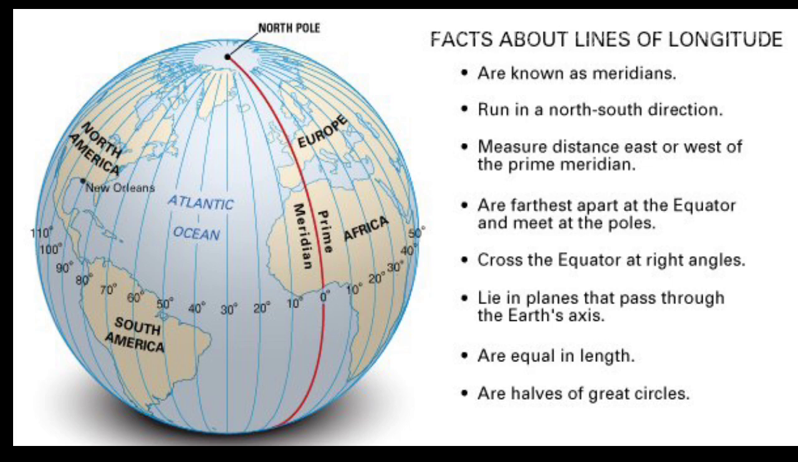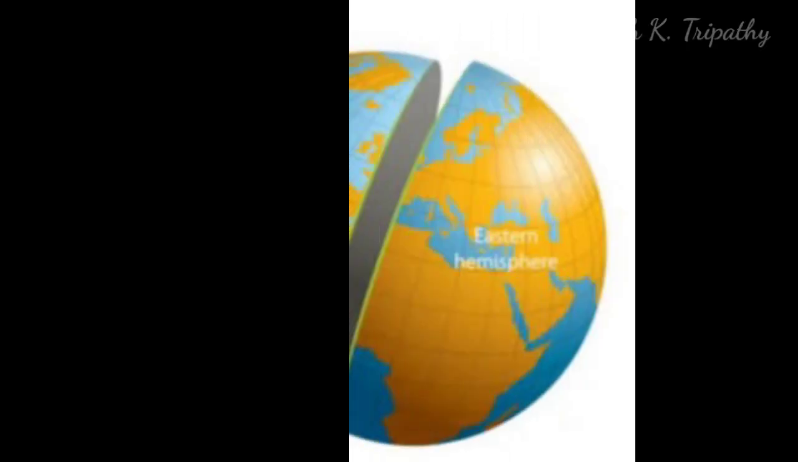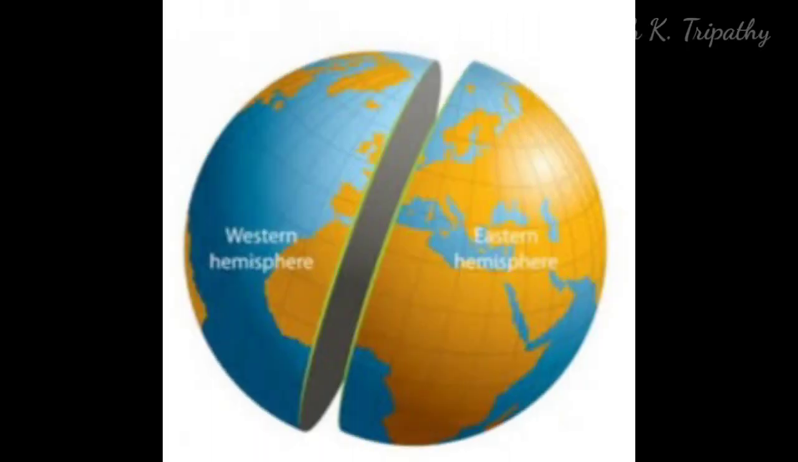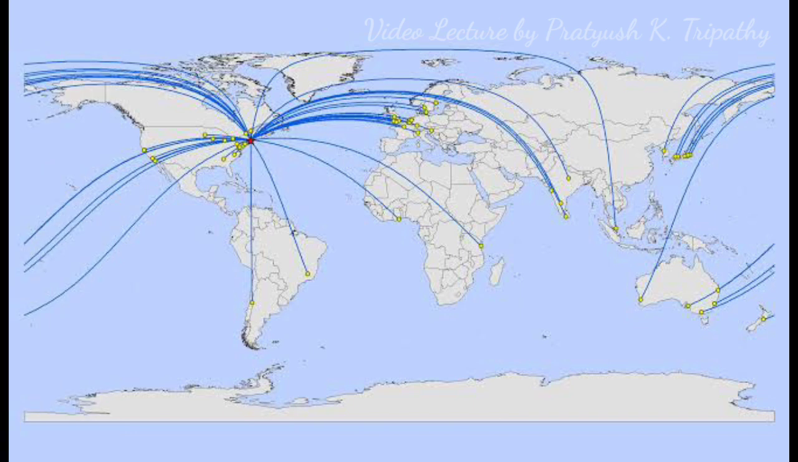Secondly, all the meridians of the longitudes are great circles as they divide Earth into two halves, eastern and western hemisphere. There can be infinite or innumerable longitudes, but for our convenience, only 360 meridians are drawn at 1 degree apart on the equator. The shortest distance between 2 points on the Earth's surface is the arc of the Great Circle. So, what is the importance of the Great Circle routes?